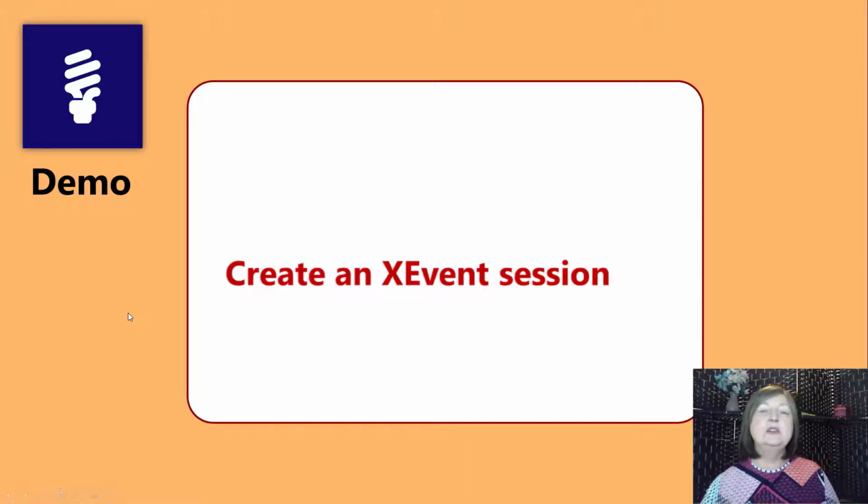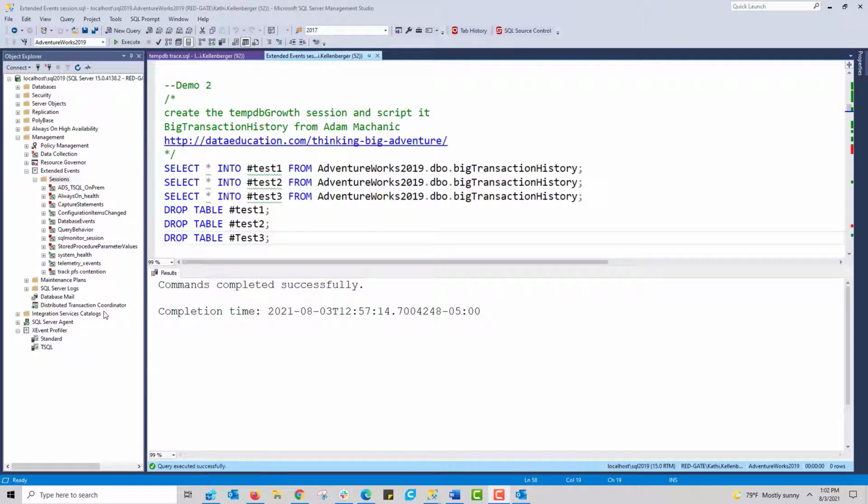All right, now that you've seen what we can do, it's time to create an extended event session. I'm back working in SSMS, and in this demo, I'm going to show you how to create an extended event session. So the first thing I need to do is locate extended events, and then under that, find the sessions folder, right-click, and choose new session.